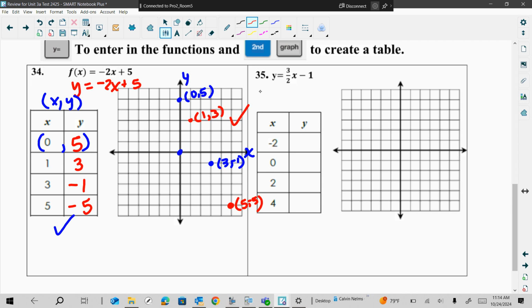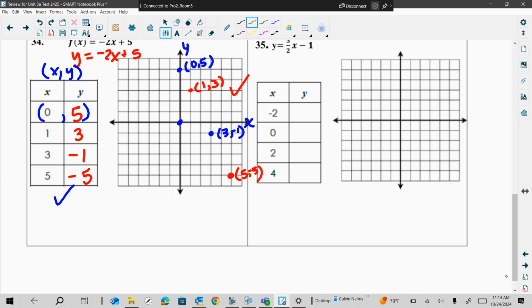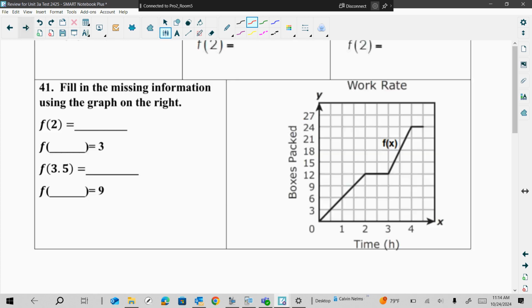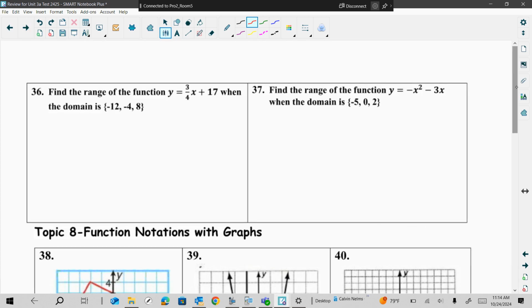Okay. All right. So our last skill, this is also part of tables and graphs. If you look at 36, you've got to understand your vocabulary to apply it. Find the range of the function y equals 3 fourths x plus 17 when the domain is negative 12, negative 4, 8. Right here, I'm just going to underline, find the range. That means the y values. And the domain represents the x values.